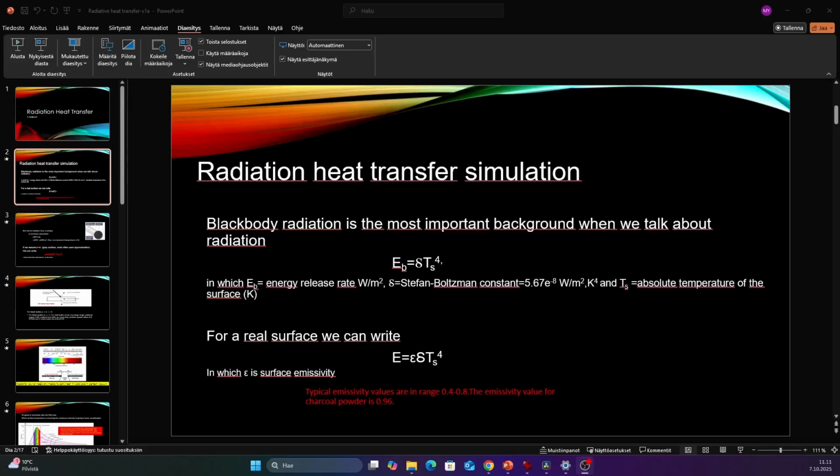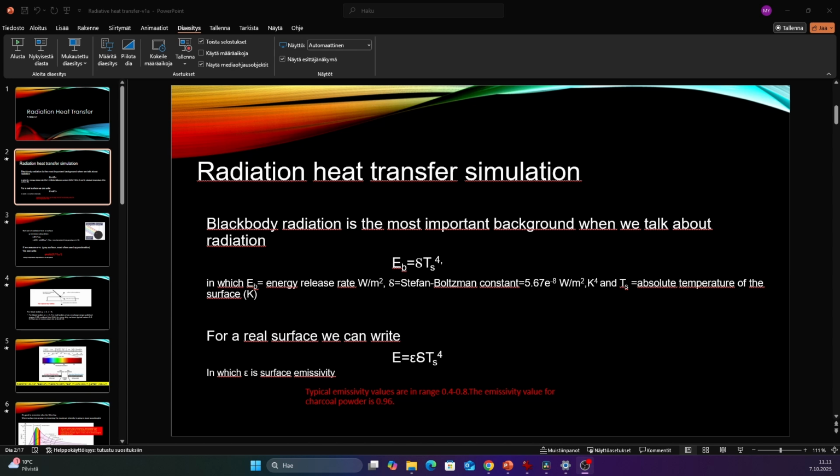The basis of radiation heat transfer is the so-called blackbody radiation. It says that every single body whose temperature is above absolute zero is radiating to the environment. This radiation is proportional to the fourth power of the temperature of the body.